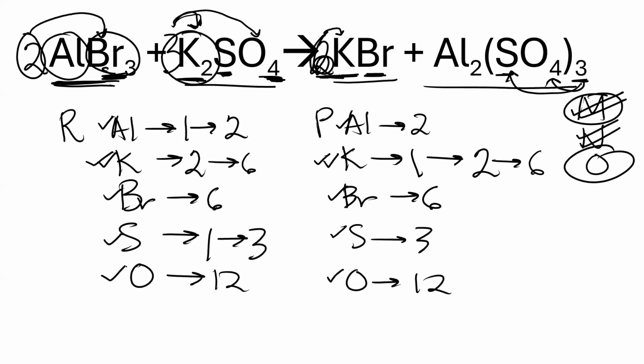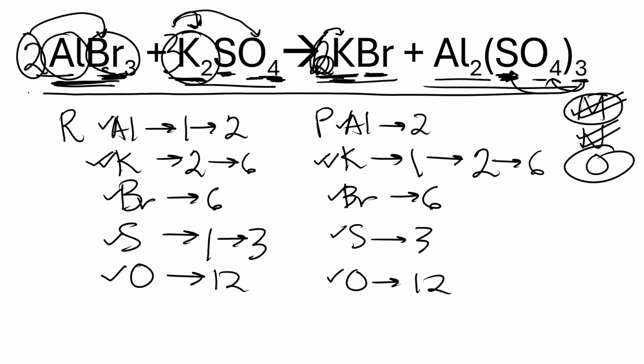That balances everything out. So just to double check, you have 2 aluminums, reactants and products balanced. 6 potassium, 6 potassium, that's balanced. Bromine 6, bromine 6, sulfur 3, sulfur 3, oxygen 12, oxygen 12.